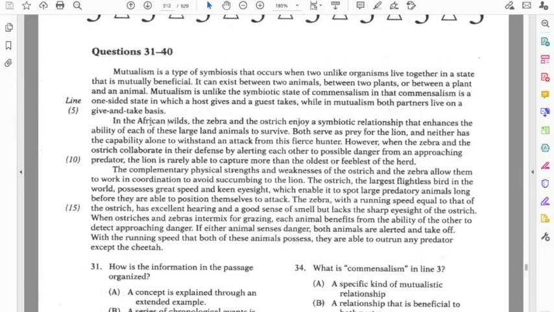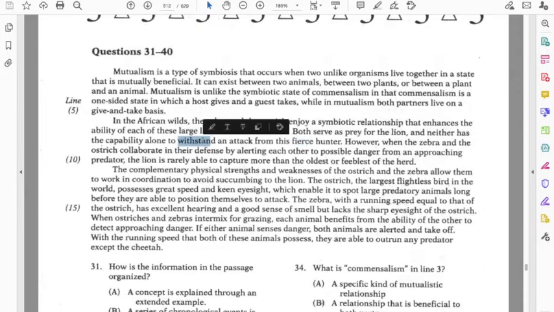Next paragraph. In the African wilds, wild is often known to be an adjective, but the wilds would be like the jungle. The zebra and the ostrich enjoy a symbiotic relationship that enhances the ability of each of these large land animals to survive. Both serve as prey for the lion, and neither has the capability alone to withstand an attack from this fierce hunter.